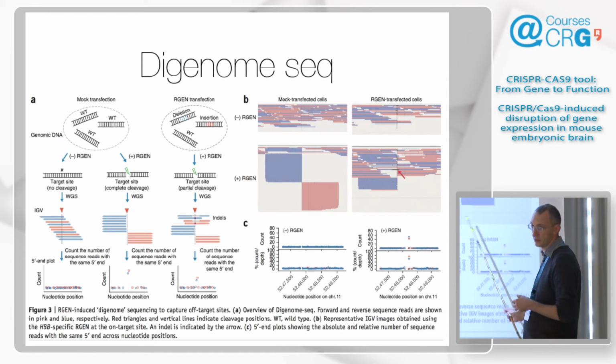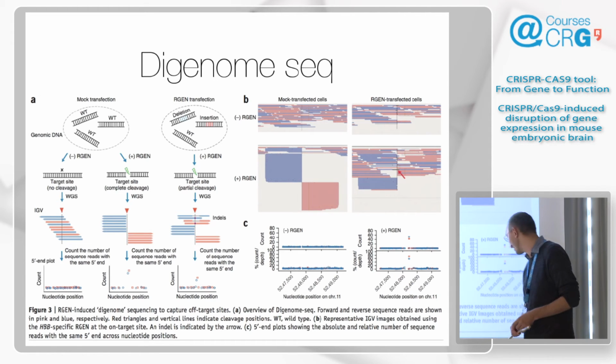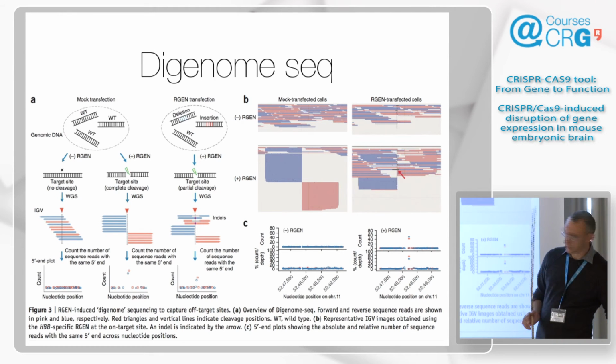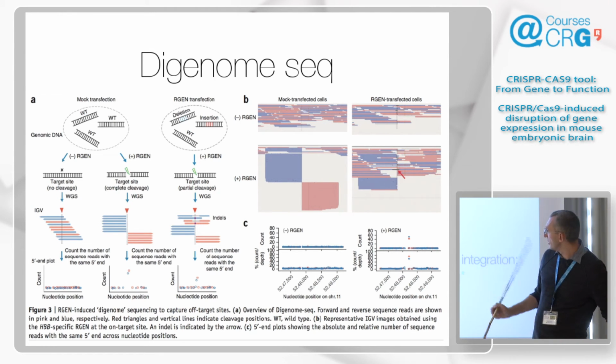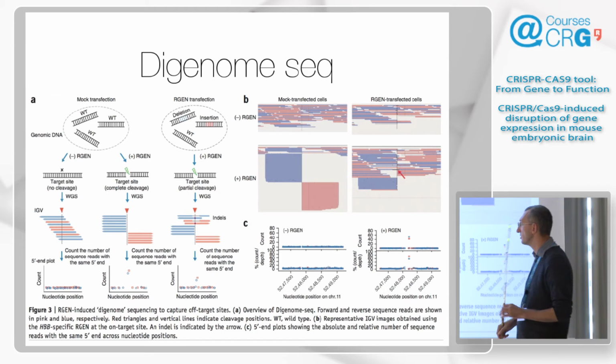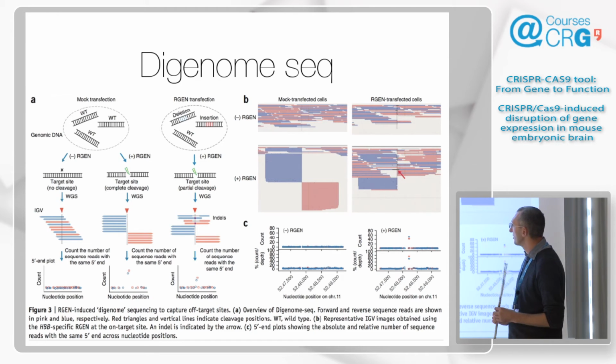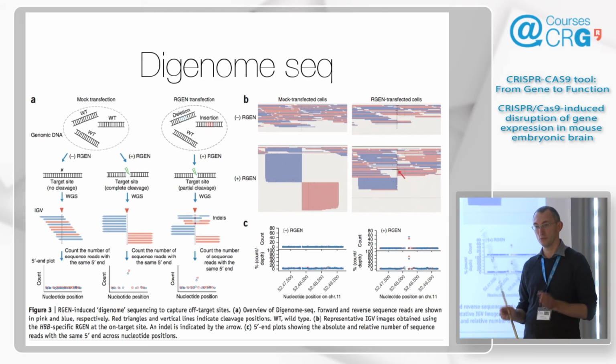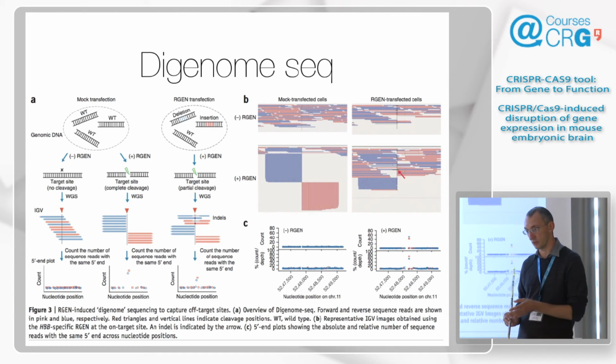And in my opinion, this is the best one, and also, of course, in the opinion of the authors, but they provide very strong data to support this. This method is called digenome-seq. The paper is mentioned on the previous slide, Nature Methods last year. So it is really original and really efficient. What they do is take purified DNA from two different sources. One is your wild-type control, and the other one is your edited control.